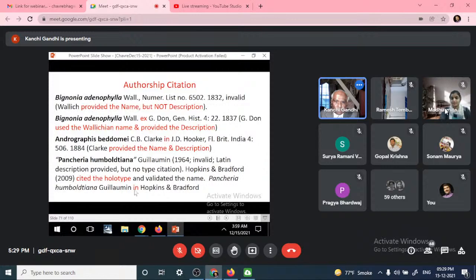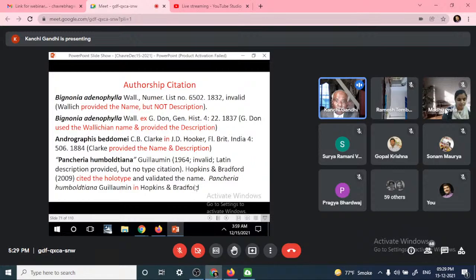Why is it so? Wallich did not provide a description, whereas Guillaumin provided a description. Even though Hopkins and Bradford gave a type, the code considered provision of the description more important than the type citation. Both are needed, but type citation is secondary and Latin description is primary. For this reason, this is how the code operates. It is not my opinion or another person's opinion, it is the majority opinion of the committee. So for that reason, Guillaumin continues to be the author. Only thing is we have to say in Hopkins and Bradford.